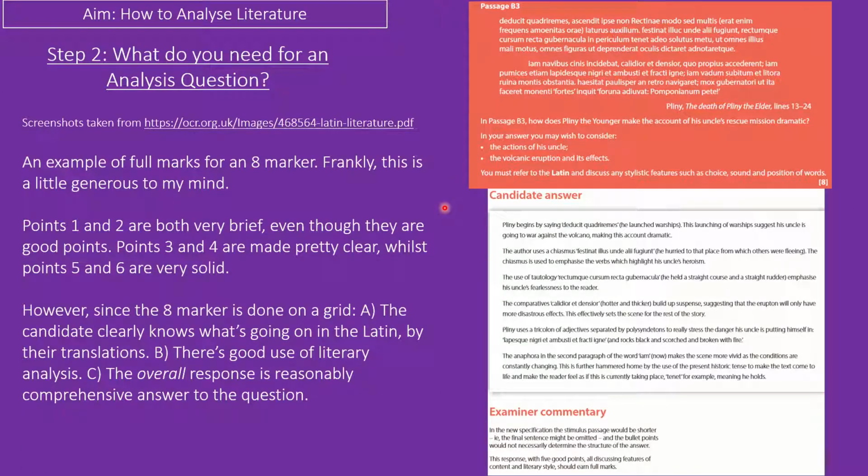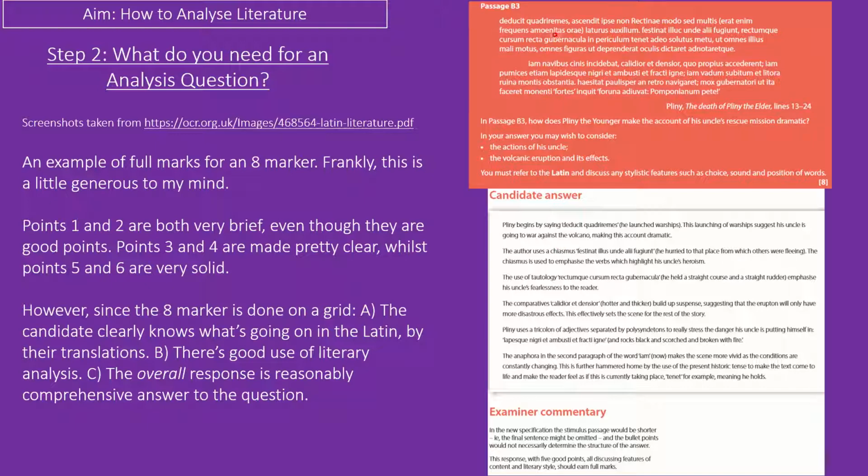And finally, an 8 marker. This one, a full 8 marks for this 8 marker, which okay. So they've given 6 points here, which is not really what I'd recommend doing, particularly because points 1 and 2 here are quite weak. He launched warships. This launching of the warships suggests his uncle is going to war against the volcano.